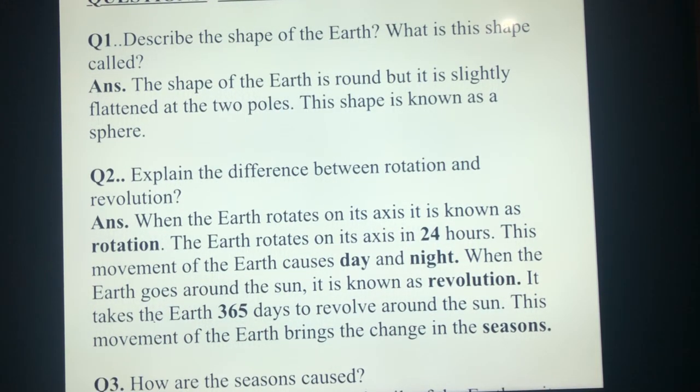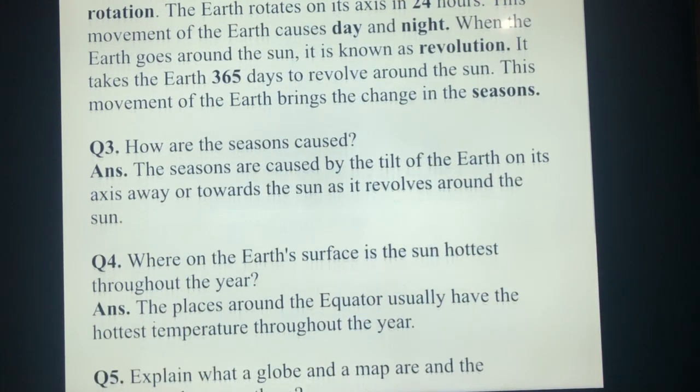Explain the difference between rotation and revolution. When the earth rotates on its axis, it is known as rotation, and the earth rotates on its axis in 24 hours. This movement of the earth causes day and night. So when the earth goes around the sun, it is known as revolution. It takes 365 days. So you can easily understand rotation is responsible for the day and night, and revolution is responsible for the year, and for bringing the seasons and all that. So I believe you can understand this. So let's move to question number 3.